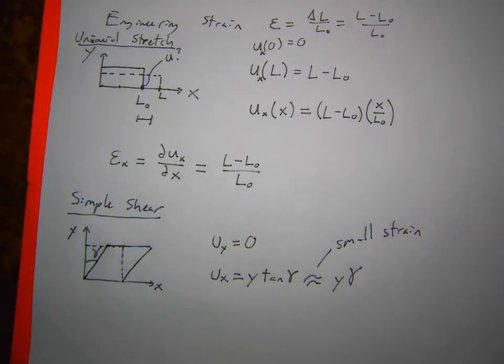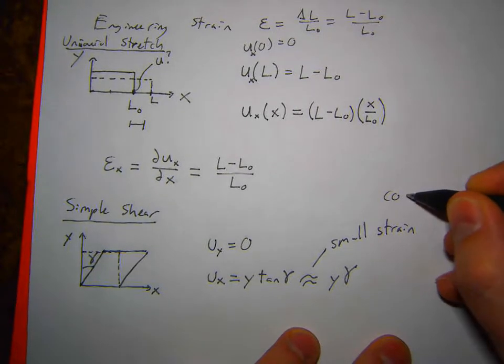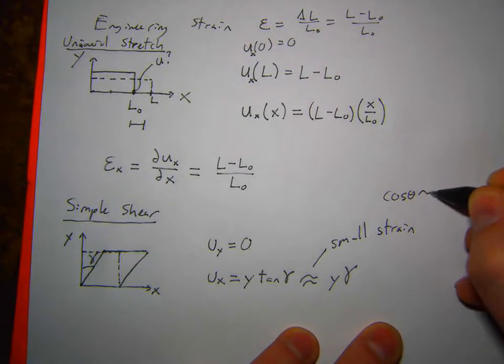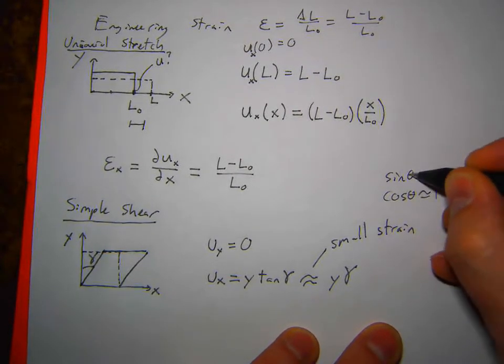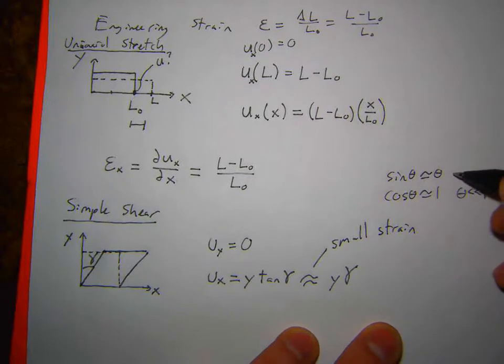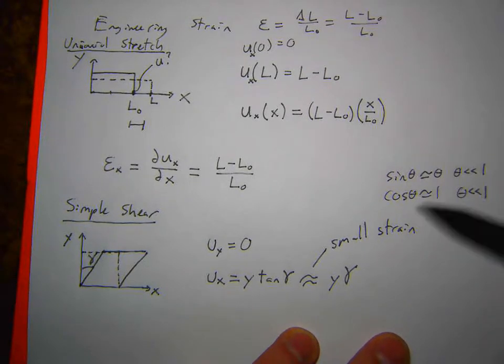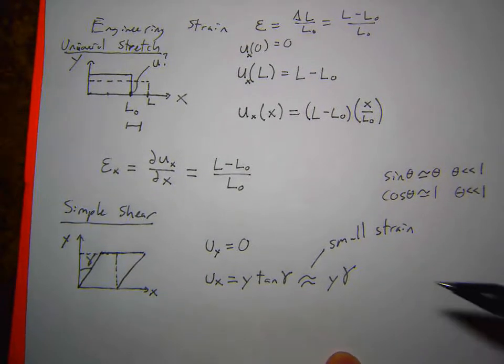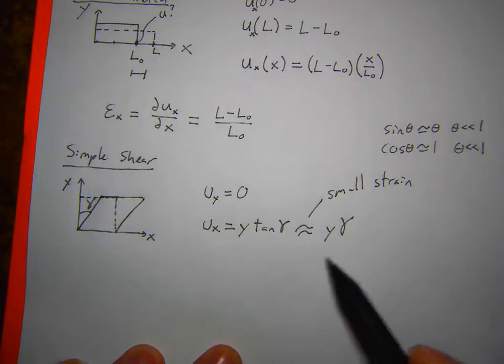I'm making a small strain approximation, where cosine of theta is approximately equal to 1 when theta is very small, and sine of theta is approximately equal to theta when theta is very small. So similarly, tangent, sine over cosine, is just theta when theta is very small. Small angle approximation, from some math class that you had taken.